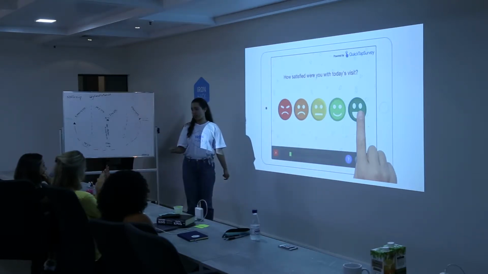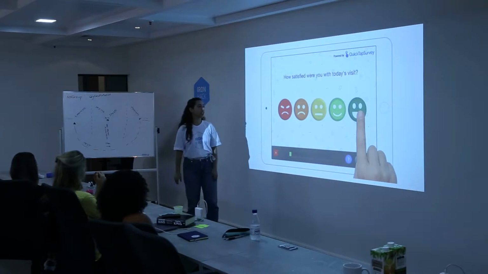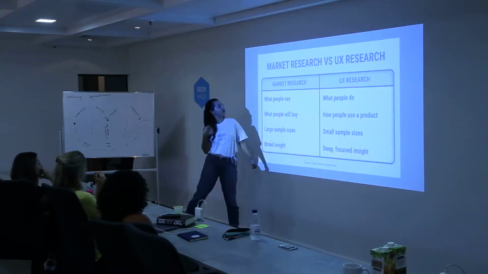Sometimes UX researchers will take out the neutral, so you actually get trends. You get good or bad, but not neutral. Neutral is not actionable.